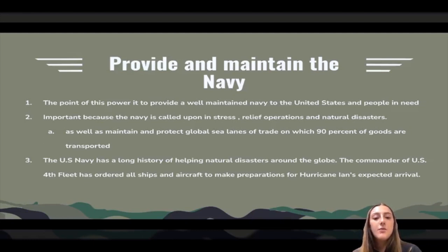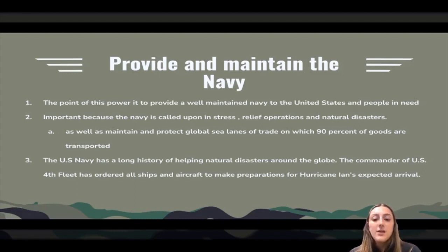The third one is to provide and maintain the Navy. The point of this power is to provide a well-maintained Navy to the United States and people in need. It's important because the Navy is called upon in stress, relief operations, and natural disasters, as well as to maintain and protect global sea lanes of trade on which 90% of the goods that we use are transported.